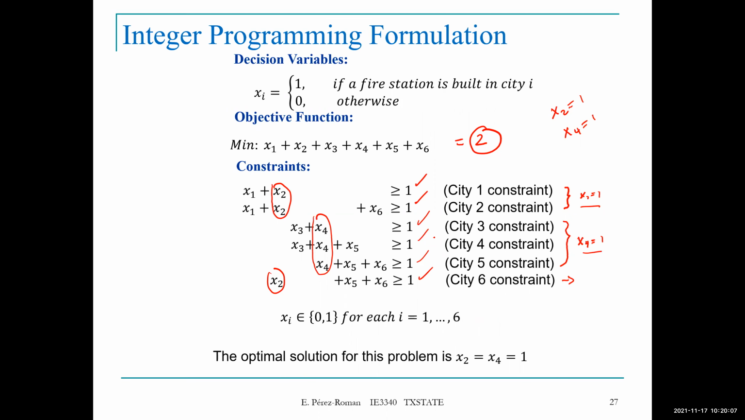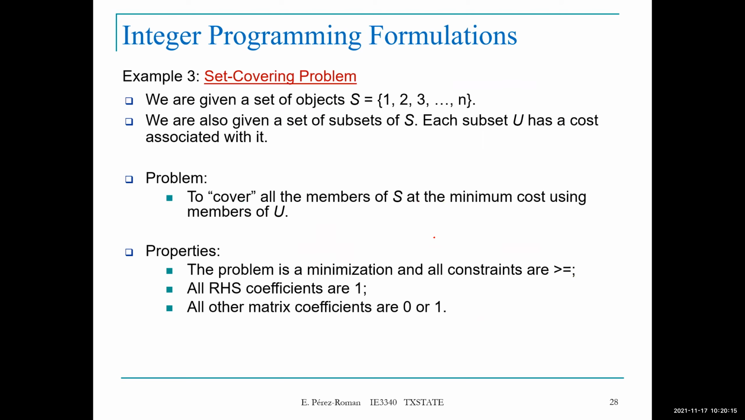So the optimal solution for this problem is X2 and X4 equal to 1, as you just saw. Set covering problem: we are given a set of objects. We are also given a set of subsets of these objects S. Each subset U has a cost associated with it. The problem is to cover all the members of S at a minimum cost using the members of U. Properties: the problem is a minimization and all constraints are greater or equal to. All right-hand side coefficients are 1 and all other matrix coefficients are zeros or 1.